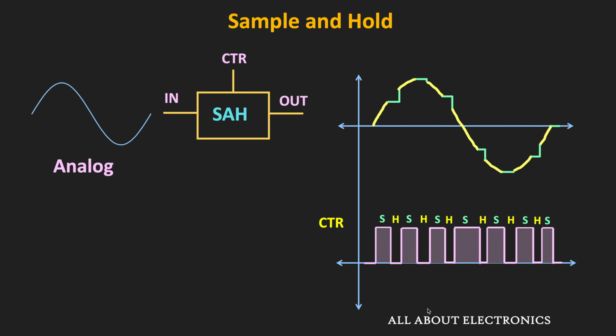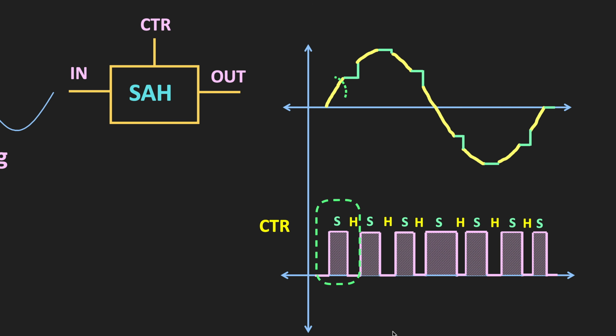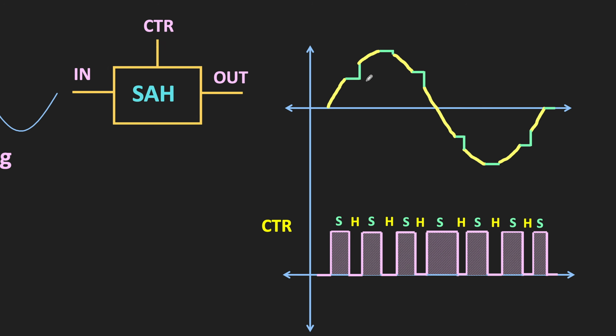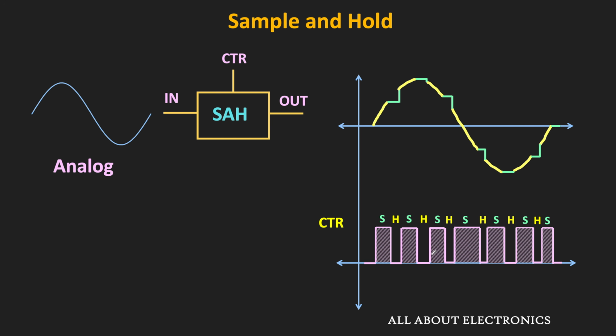The sample and hold circuit has two inputs. One is the analog input where the analog signal is applied, and the second one is the control input where the sample and hold commands are given. When the sample command is given, the sample and hold circuit samples the input signal, or we can say that it is tracking the input signal. Whenever the hold command is given, it holds the last sample value of the analog signal during the tracking.